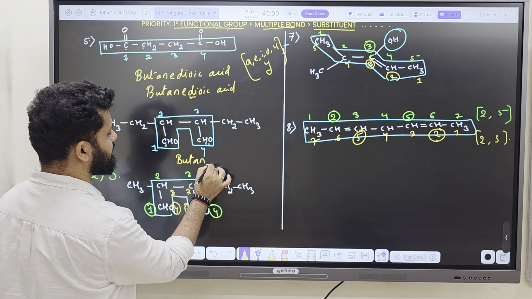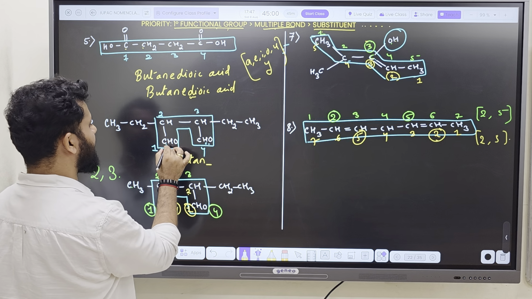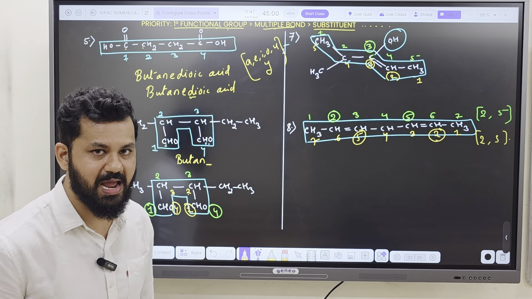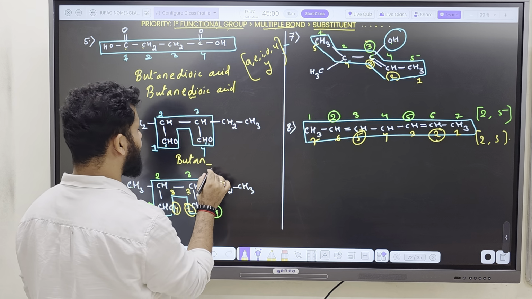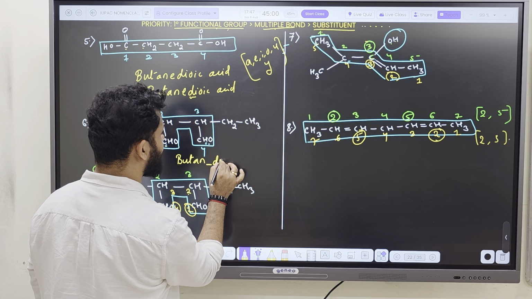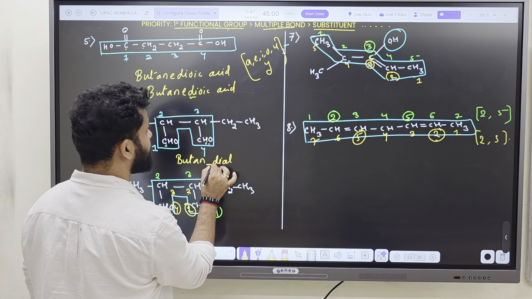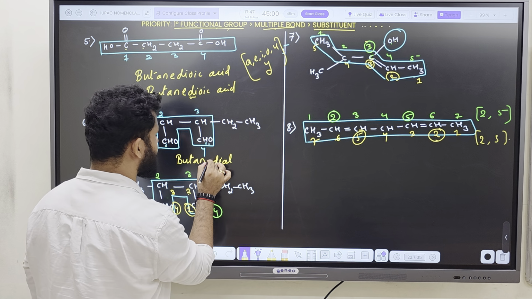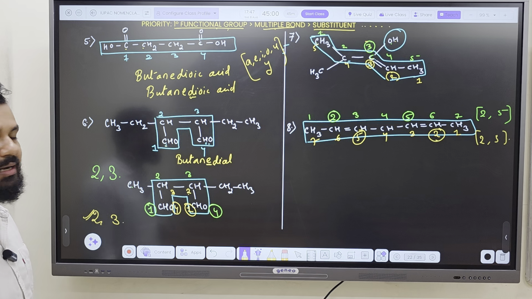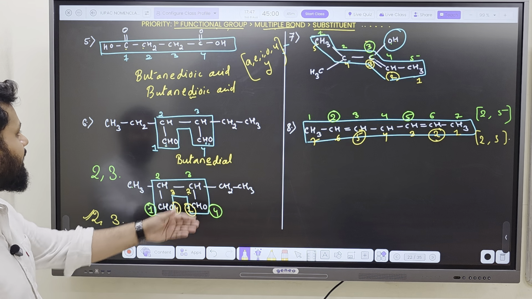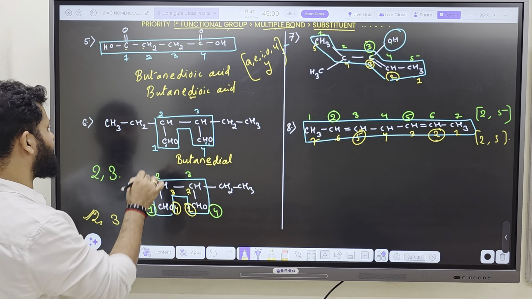Should I write E? Let us check. Butane, and here this is aldehyde. Suffix for aldehyde is al. Butane, and 2 als are there, so dial. The next alphabet is not one of the vowels, so I must enter E. This is butanedial. Okay, but there are prefixes.